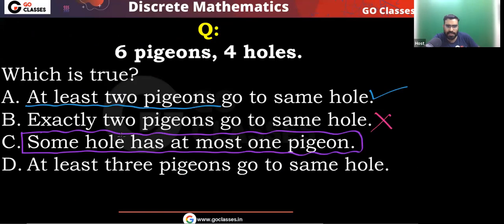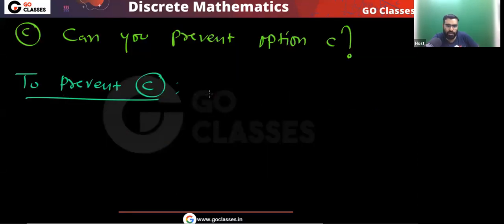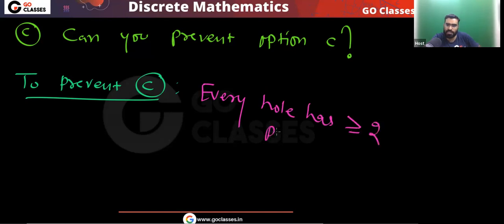See, option C is saying that at least 1 hole has at most 1 pigeon. If you want to prevent option C, what you need to do is make every hole have more than one pigeon. Every hole has more than or equal to two pigeons. Is it possible?